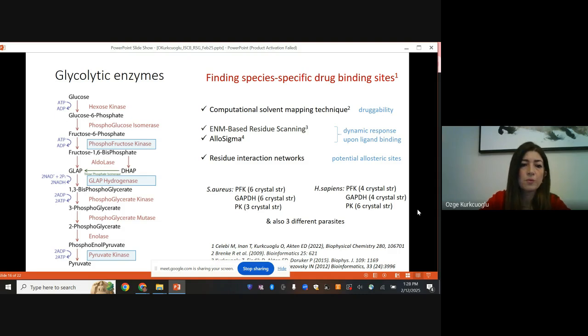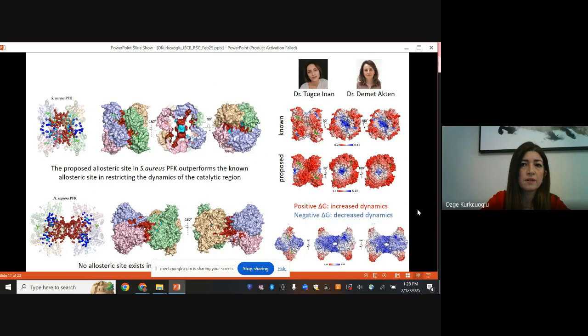A total of 15 crystal structures from SOs and 14 for the human were used. So I will be mentioning the findings on these structures. I collaborated with Demet Aktan from Kadir Has University in this project, and my former PhD student Tuğçe also contributed to the project.